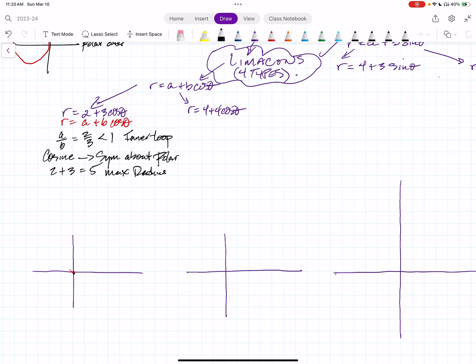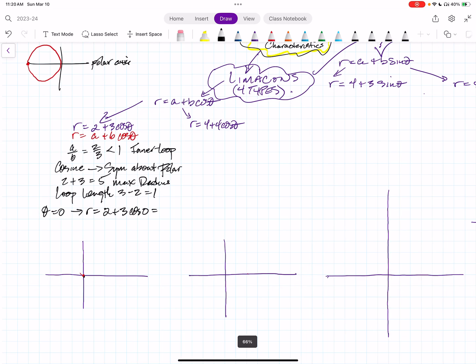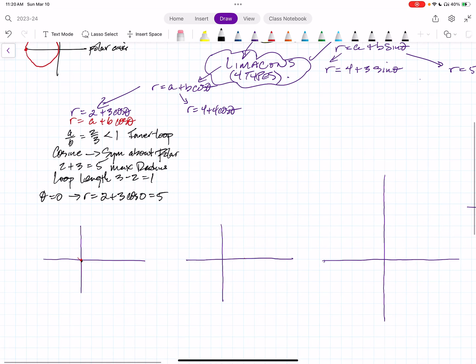Now to get the length of the loop, or we call it loop length, what do we do? Well, we take 3 minus 2 and we get 1. Also, if you substitute in 0, you can verify things. So if theta equals 0, what do you get for the radius? Well, you get 2 plus 3 times cosine of 0. That's a 0, not a theta. The cosine of 0 is 1, times 3 is 3, plus 2 is 5. And so you can see that (5, 0) is on the graph.